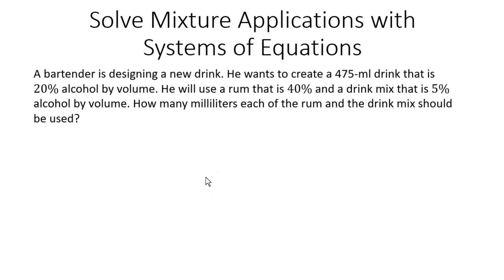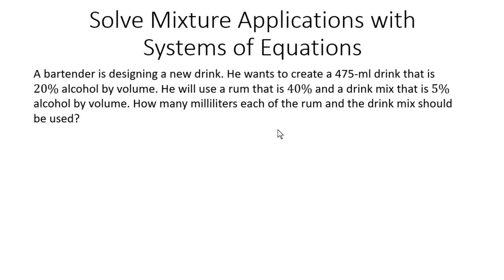So a bartender is designing a new drink. He wants to create a 475 milliliter drink that is 20% alcohol by volume. He will use a rum that is 40% and a drink mix that is 5% alcohol by volume. How many milliliters of each of the rum and the drink mix should be used?